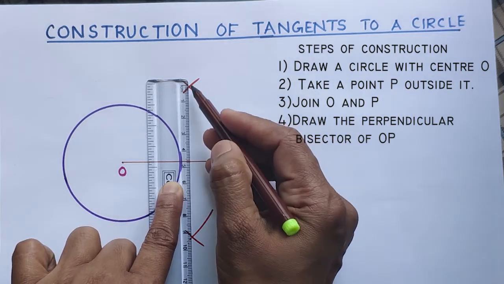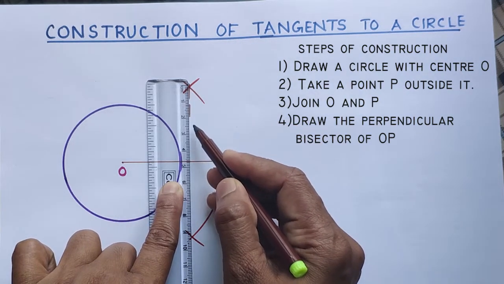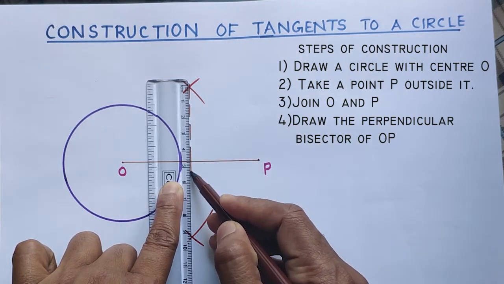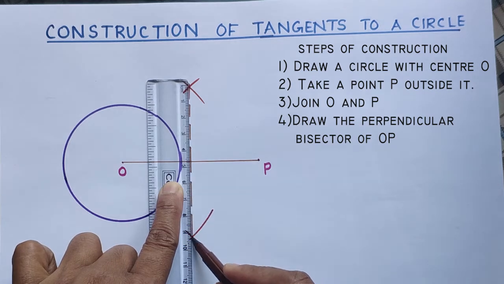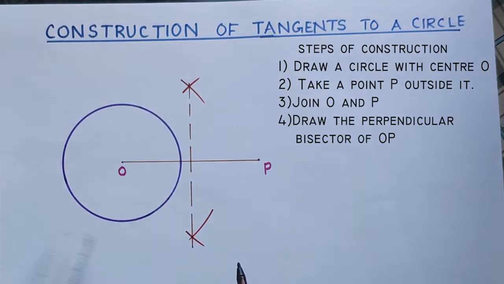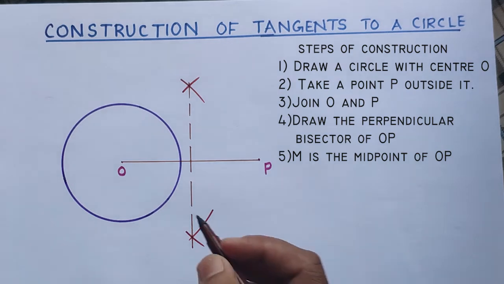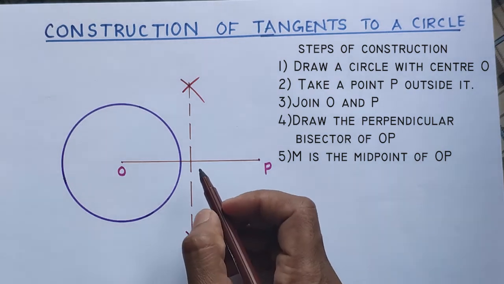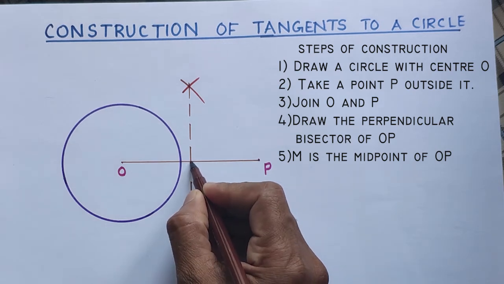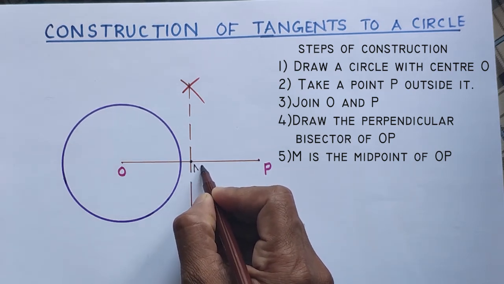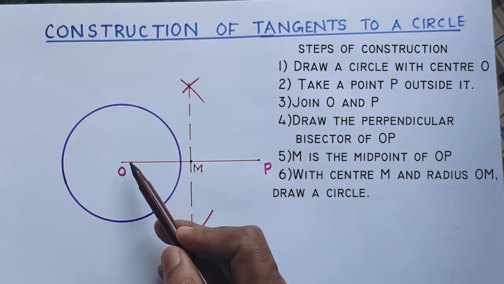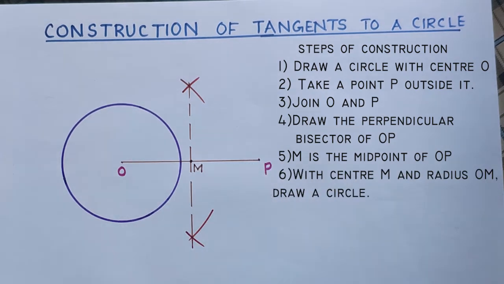We can use a dotted line for joining. This dotted line is the perpendicular bisector of OP. Then the midpoint of the line segment is M. This midpoint is M. That means OM is equal to PM.